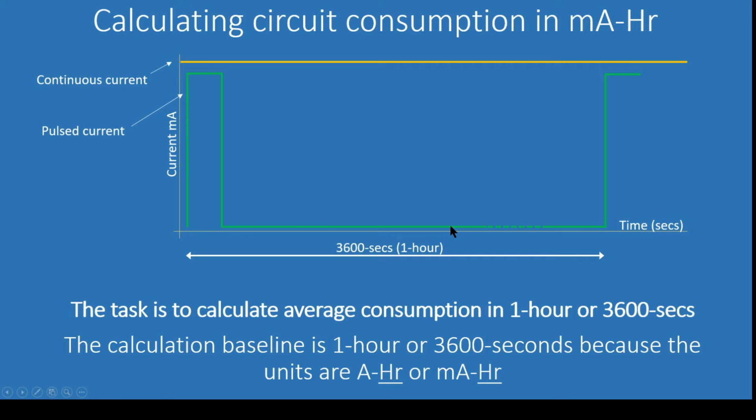But just to note that the reference point is an hour. You can either measure 1 amp for 1 hour or 1 amp for 3,600 seconds. That's how many seconds there are in an hour. And for most smaller circuits, using seconds is probably the best thing to do. So it's all about finding the average current consumption to determine milliampere hour.